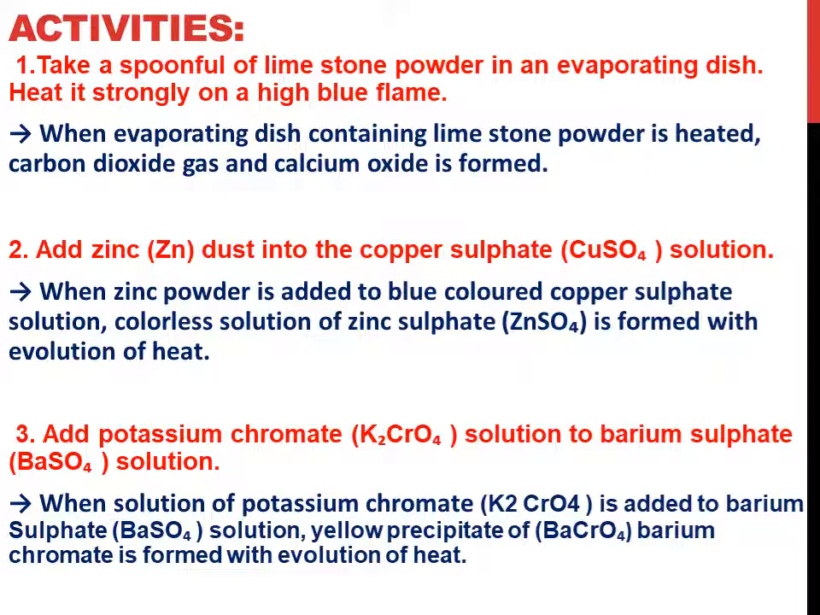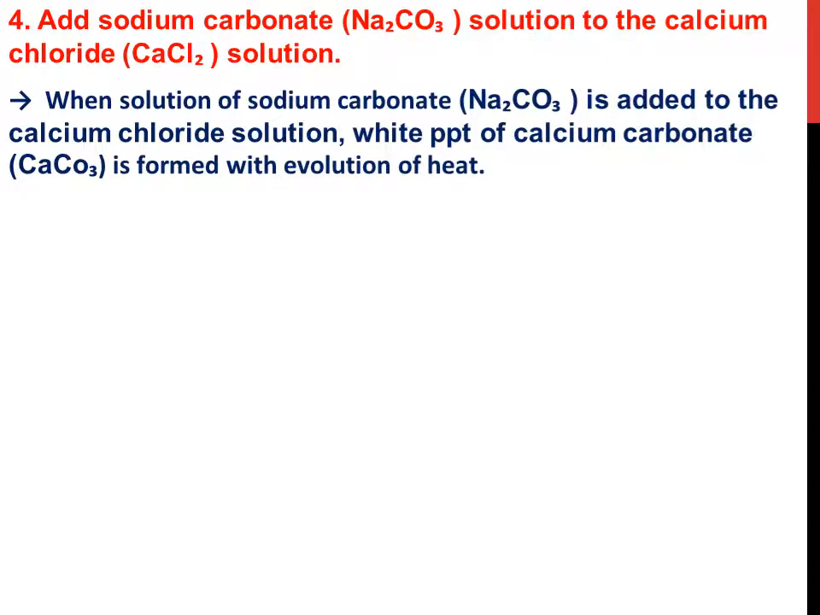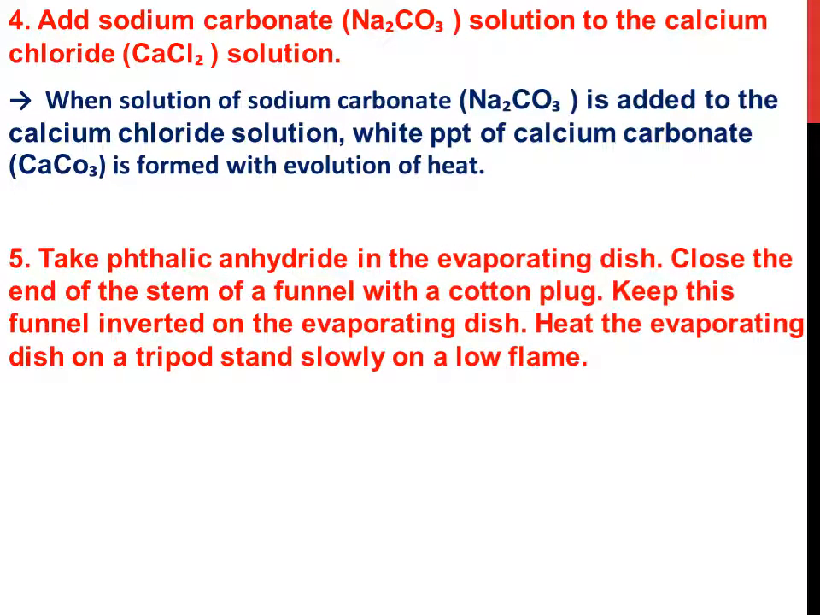When solution of potassium chromate is added to barium sulfate solution, a yellow precipitate of barium chromate is formed with evolution of heat. Then the next, add sodium carbonate solution to the calcium chloride solution. When solution of sodium carbonate is added to the calcium chloride solution, a white precipitate of calcium carbonate is formed with evolution of heat. Take phthalic anhydride in the evaporating dish.